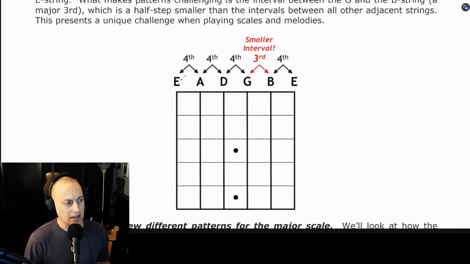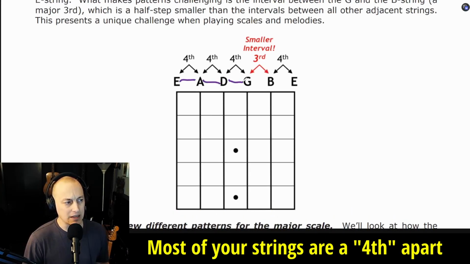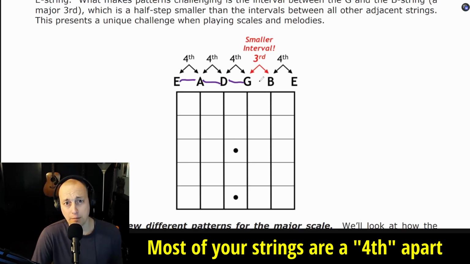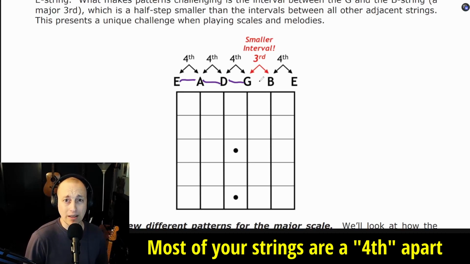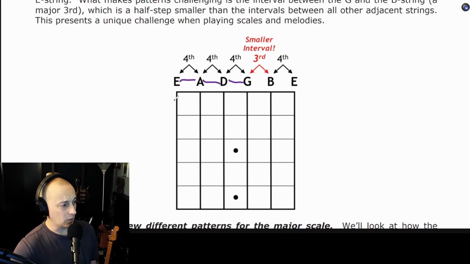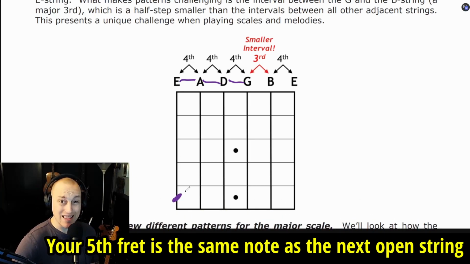So from E to A, from A to D, from D to G, these are a known distance. We're going to call them a fourth. Today, we don't really care why they're called a fourth, but we got to give them a name, so let's call them a fourth. The point is, the distance is the same between each of those strings. What I mean by that is if you go up 5 frets on the E string, 1, 2, 3, 4, and 5, and you play that note, that's going to be an A. It's the same as the next string.